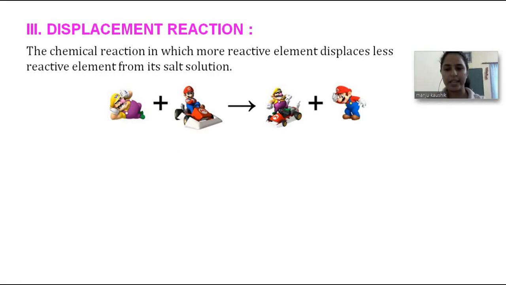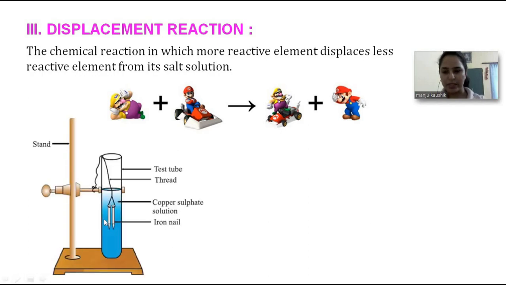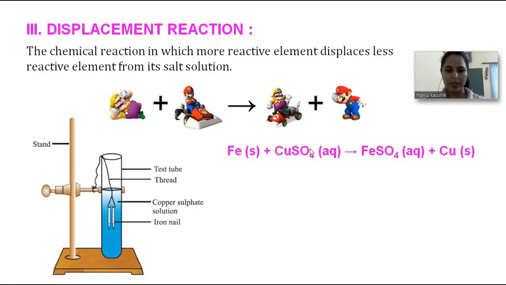Let us now do an experiment. What happens when we add iron nails to copper sulfate solution? Students, copper sulfate solution is blue in color and we add an iron nail. What happens? See, this iron is more reactive as compared to copper. So what happens is iron displaces copper from its salt solution, which is blue in color, and forms another salt solution which is dirty green in color.